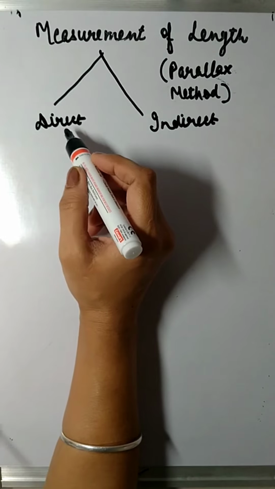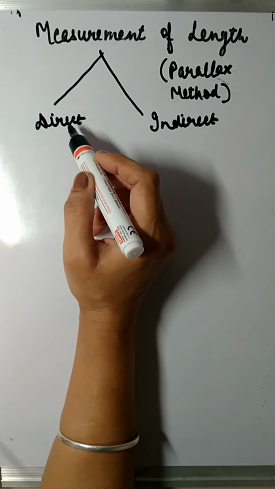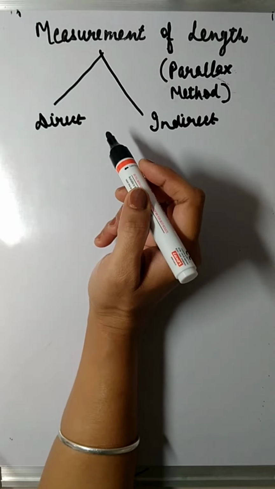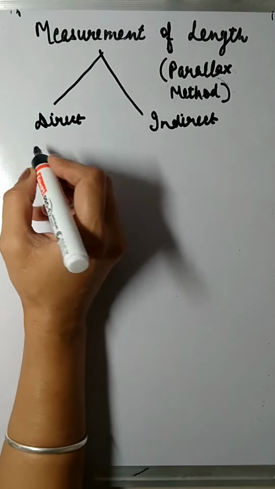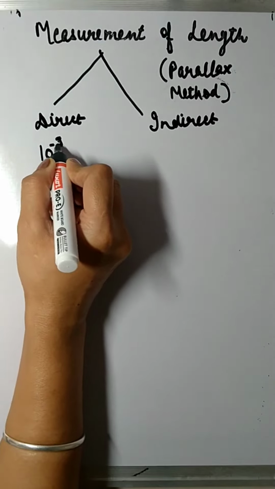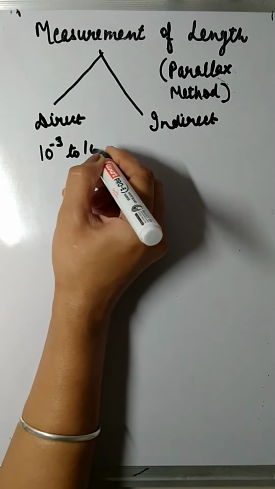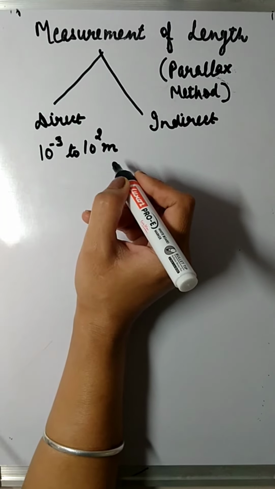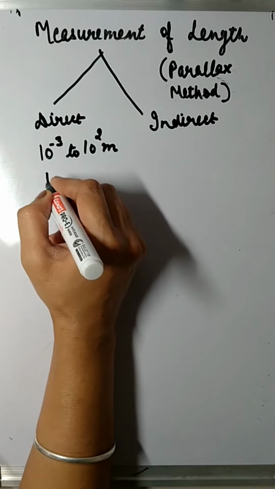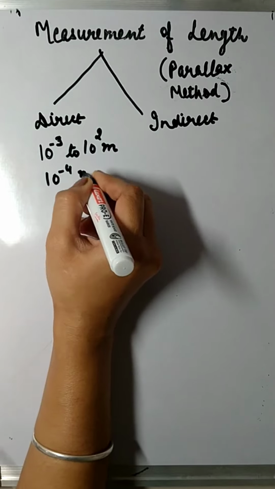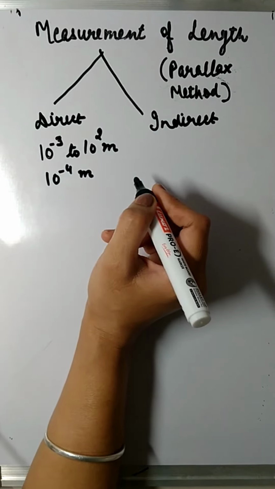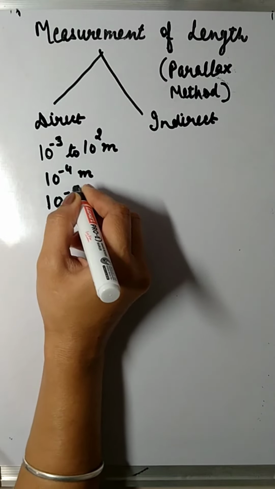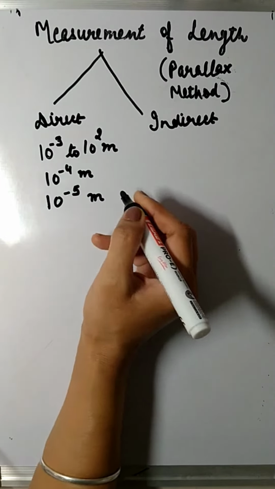By direct measurement we mean that we can use an instrument directly to measure the length or distance of a certain object. For example, if the length falls between 10 to the power minus 3 meters to 10 to the power 2 meters, then we can use a meter scale to measure this length. But if the length is smaller, for example up to 10 to the power minus 4 meters, then we use vernier calipers. If the length is further smaller, for example between 10 to the power minus 4 to 10 to the power minus 5 meters, then we use screw gauge.